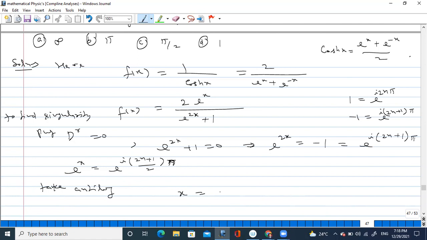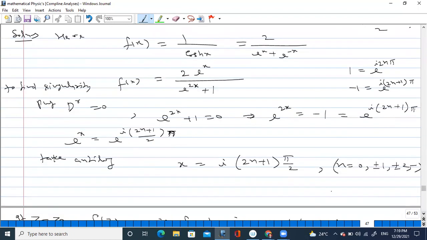So what we will get, x will be equal to i(2n plus 1) pi by 2. Okay, so the n value can be 0, plus minus 1, plus minus 2, like this. Understood? So if you put n equal to 0, that will give you the nearest value of singularity. So for n equal to 0, we get the nearest singularity.